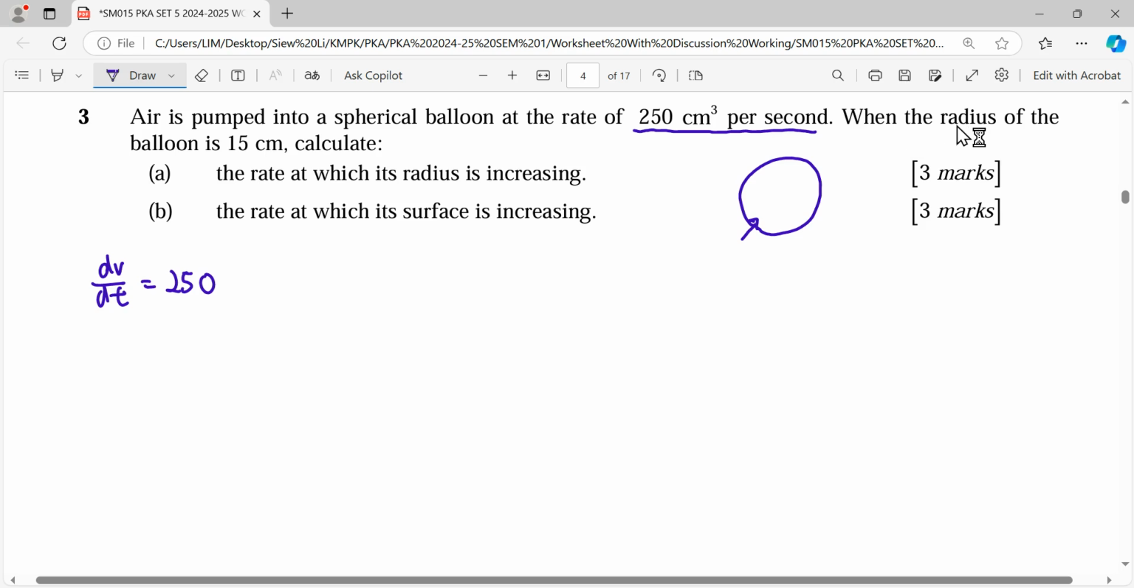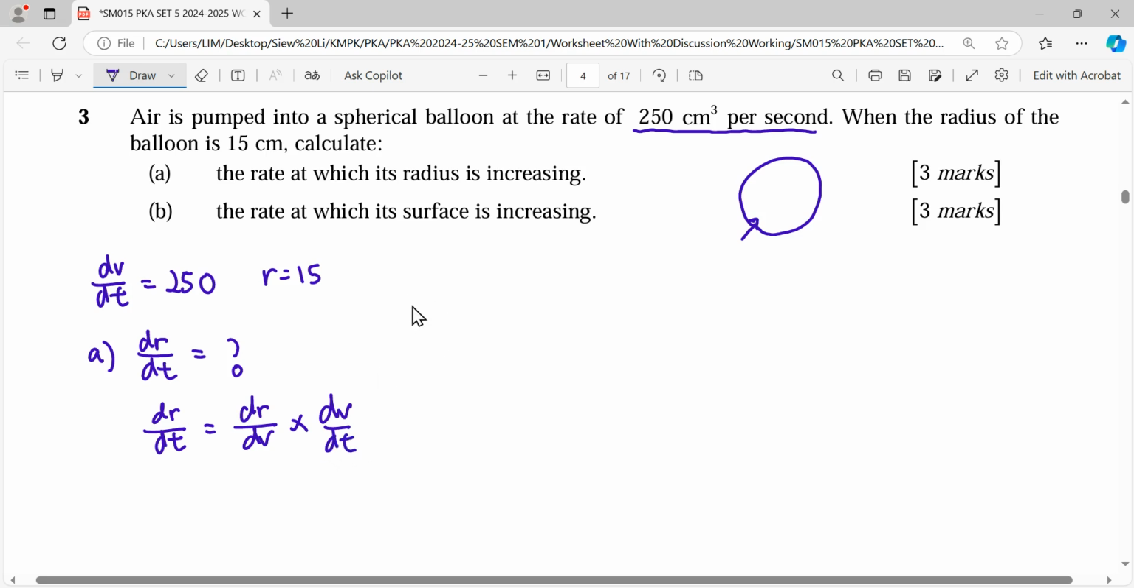When the radius of the balloon is 15 cm, for question A, calculate the rate of the radius changing. So to find dr/dt, we apply the chain rule, which will be dr/dV times dV/dt. Therefore, our volume formula must be in terms of r. dV/dt is already stated in the question, so we start from the volume formula in terms of what? In terms of r. The spherical volume will be 4/3 pi r cubed.